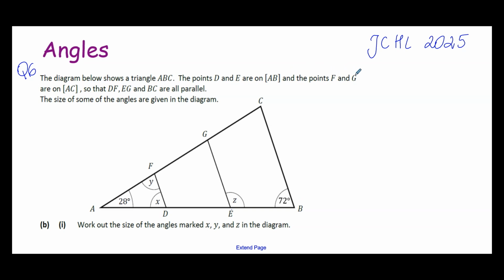And the points F and G are on AC. So again, F and G, and here we have line AC. So that DF, EG, and BC are parallel. So those lines are parallel to each other. The sizes of some of the angles are given in the diagram, and we can see 28 and 72.